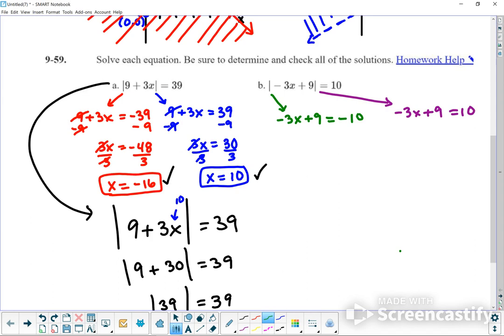Now you're going to solve each one separately or together. It's up to you if you're pretty good. So I'm going to subtract 9. Subtract 9. Now we get negative 3x equals negative 19. And this is not going to be pretty, but it's okay. I'm going to divide by negative 3. These are going to cancel. And I get x equals negative 19 divided by negative 3, which gives me 19 over 3. And that's my one answer.